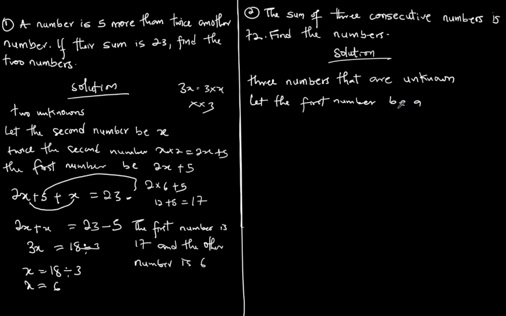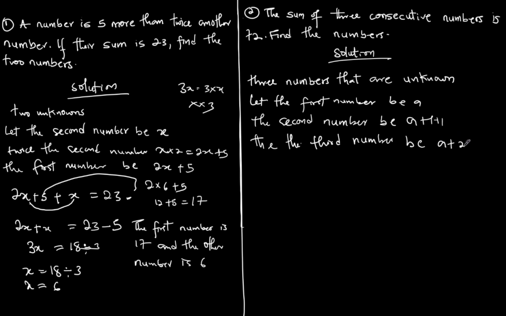The next number, which is the second number, will be 1 more than A, which means I just need to add 1. That is A plus 1, because they are consecutive numbers, right? Now, the next consecutive number after the second number, which is the third number, will be 1 more than the second number. And that will be, I need to add another 1. 1 plus 1 is 2. So the third number is A plus 2.